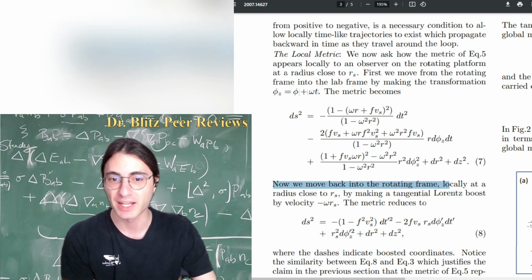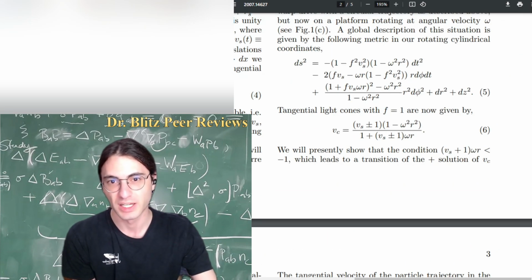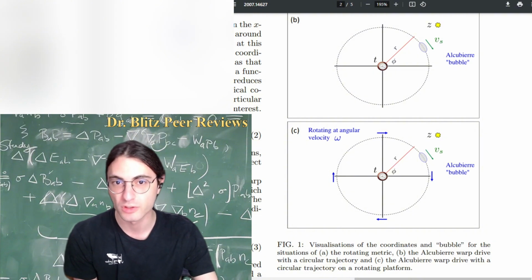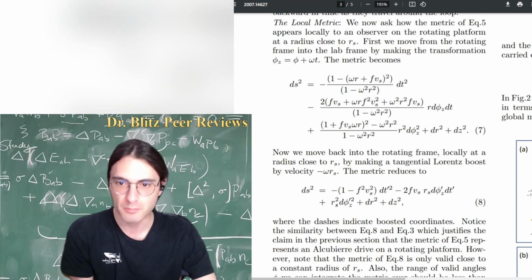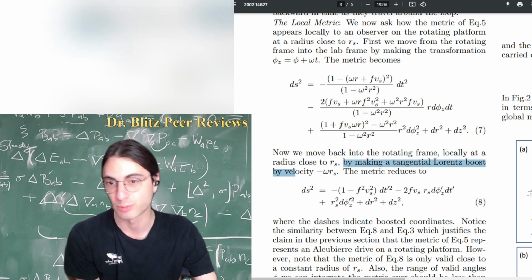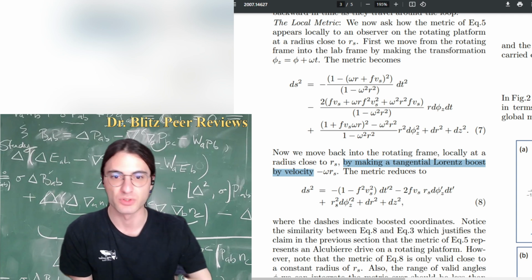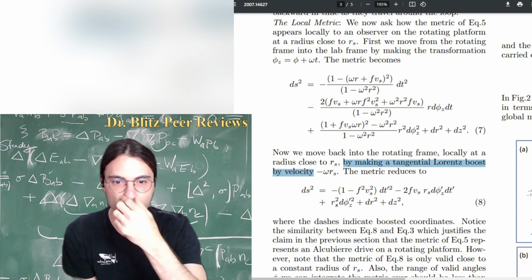Then they're going to move back into the rotating frame locally at a radius close to r sub s. They were in a coordinate frame rotating with the origin. So they stepped out of the rotating frame, so now it's non-rotating. Then they step back into the rotating frame locally at a radius close to r sub s by making a tangential Lorentz boost by velocity minus omega r sub s. So they're just going to start moving at the tangential rate on the rotating frame.